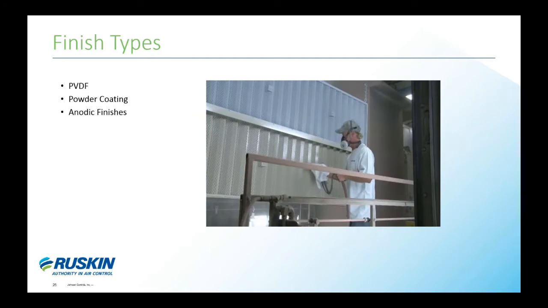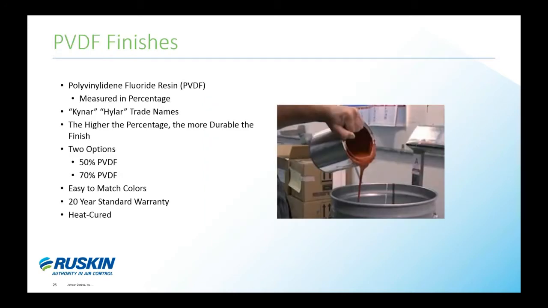Moving along from our components, we'll discuss some of the typical finish types that are used on aluminum sunshades. Typically, sunshades will be finished so they are protected against the elements. The most predominant finishes are going to be your PVDF finishes, your powder coating, and anodized finishes. Here, PVDF stands for polyvinylidene fluoride.